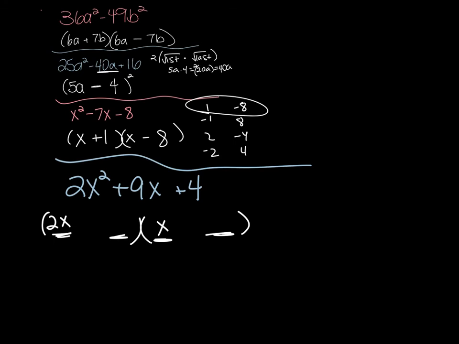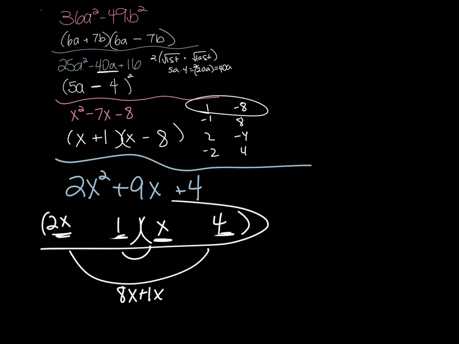So I could try 1 and 4 and 2 and 2 until I get the combination that the outer and the inner work. So I can do 4 and 1, multiply this. I'd get 2x plus 4x, which is not 6x. So then I can switch it, 1 and 4. And this time I get 8x plus 1x, which is 9x. So that's the combination that works.